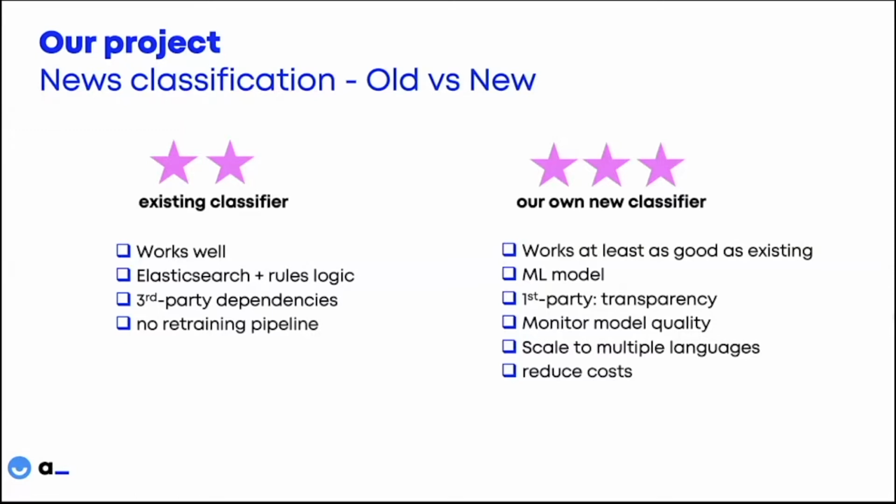We're working on that because we want one that works at least as good as the one that we have, which is already good. But the new one should be based on a machine learning model that is transparent to us and of which we can control its quality, especially now, since Upday is covering 36 target markets with about 25 languages. We need to scale up these classifiers to more languages and more target markets. So it was also important to find something that can go easily to production and reduce costs.